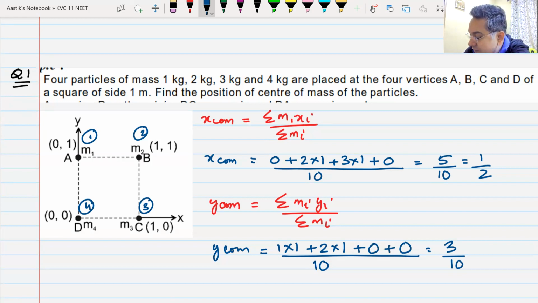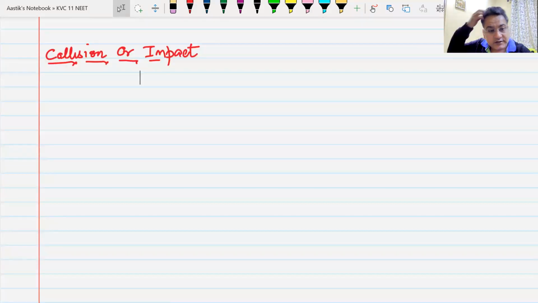Collision or impact. Now, what do you mean by this collision or impact? A collision or impact is an event where two bodies come in contact for a very short time and large forces act between them.